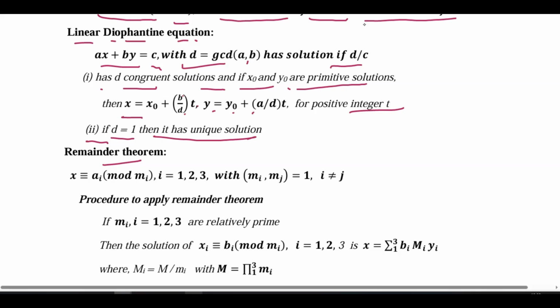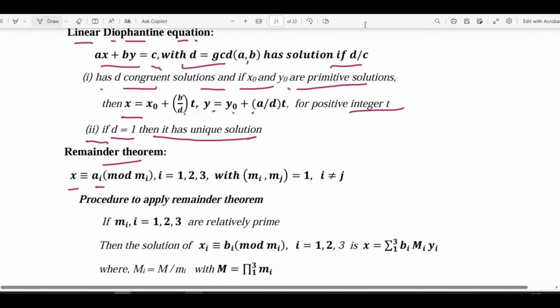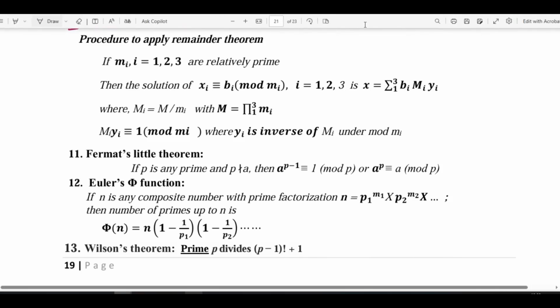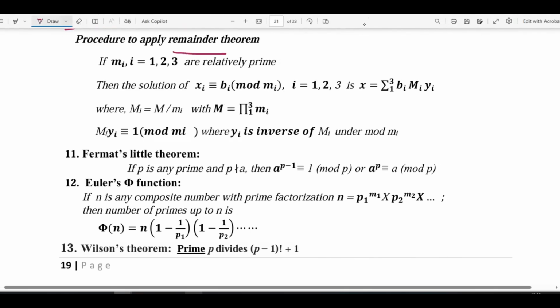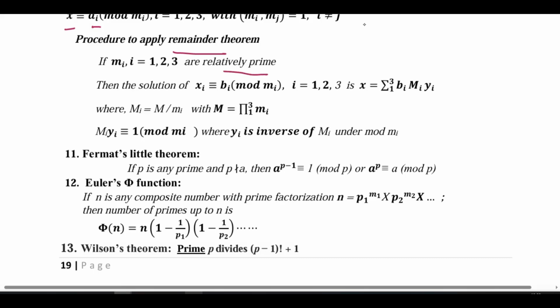Then the Chinese remainder theorem says x is congruent to ai mod mi, where i is 1, 2, 3, with gcd(mi, mj) = 1 for i not equal to j. Procedure to apply the remainder theorem: if the mi for i = 1 to 3 are relatively prime, then the solution is x congruent to bi mod mi, where i is 1 to 3, and x is the summation from 1 to 3 of bi Mi yi, where Mi = M/mi, with capital M the product of mi from 1 to 3. Then Mi yi is congruent to 1 mod mi, where yi is the inverse of Mi under mod mi.